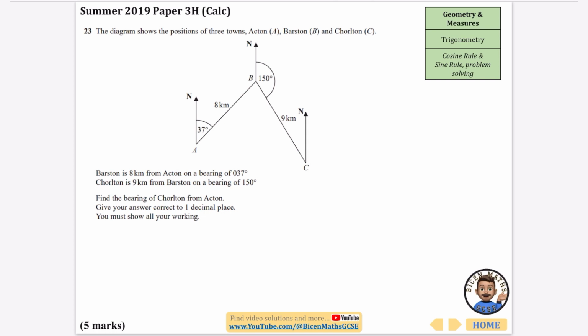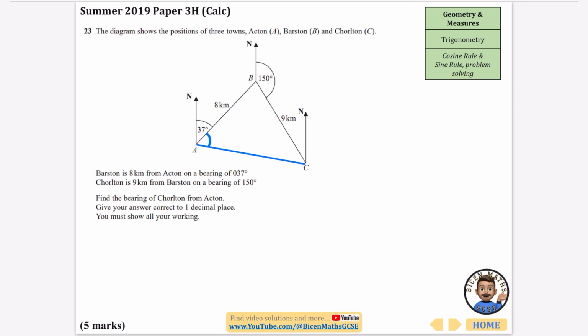So I'm going to start off by just joining these two lines together, and I'm going to try and find out what that whole bearing there is. In other words, I kind of need to find out what this angle is, because then I can put them together to find that out. And it wants us to give up to 1 decimal place. Well, look what I've got.